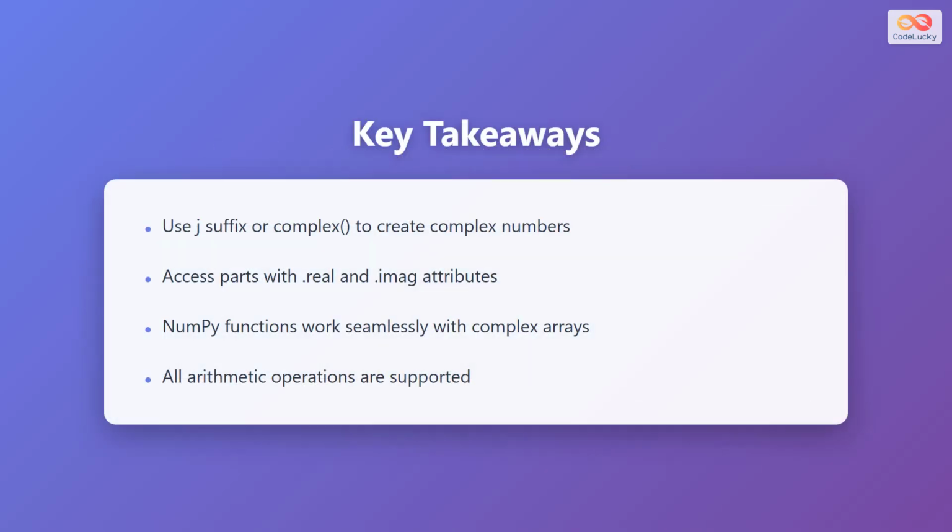Let's recap what we've learned. Use the j suffix or the complex function to create complex numbers in Python. Access the real and imaginary parts using the .real and .imag attributes. NumPy functions like abs, angle, and conj work seamlessly with complex arrays. And all standard arithmetic operations are fully supported for complex numbers. With these tools, you're ready to work with complex numbers in your NumPy projects.